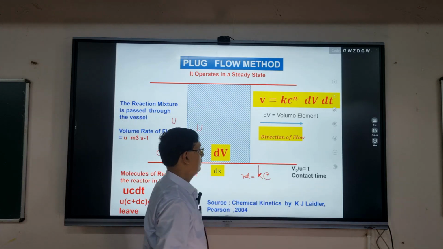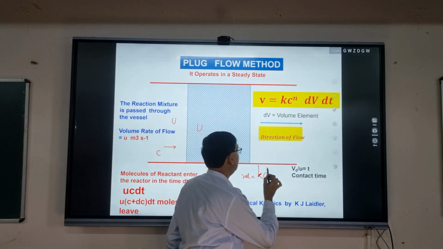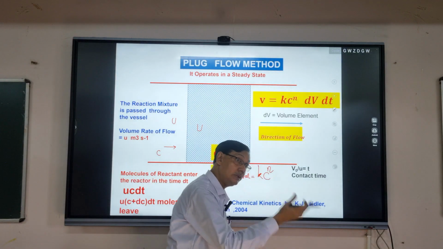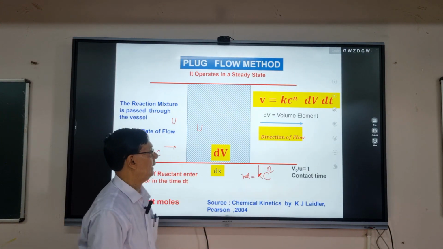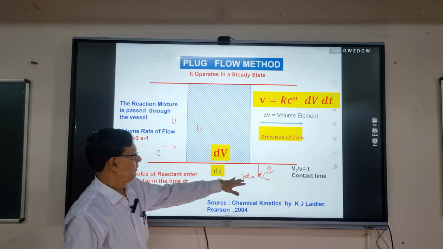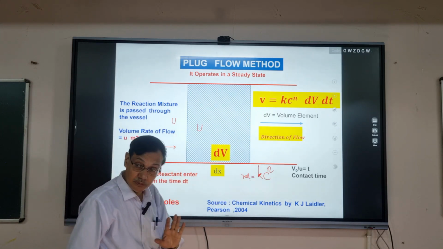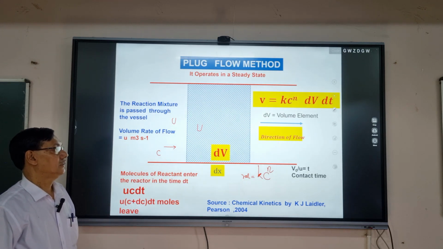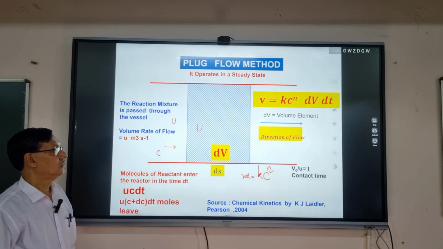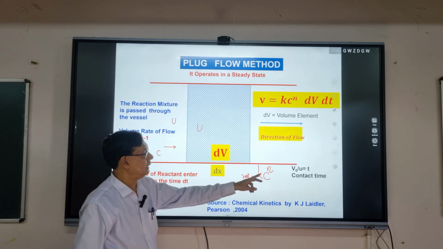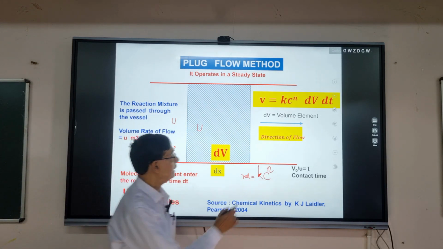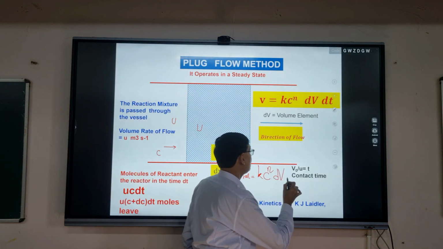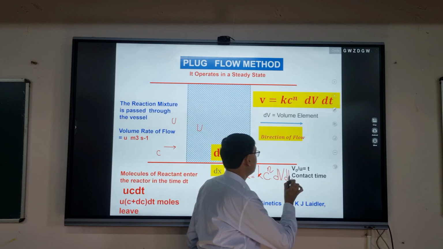C is the concentration, and suppose the order of reaction is N. N may be 1, N may be 2, N may be 3. Suppose first we are talking about N. Simply the rate is K times concentration, but here we are talking about the volume element. So therefore we have to write rate is equal to K C^N and then the volume element with respect to time. So this is one part.